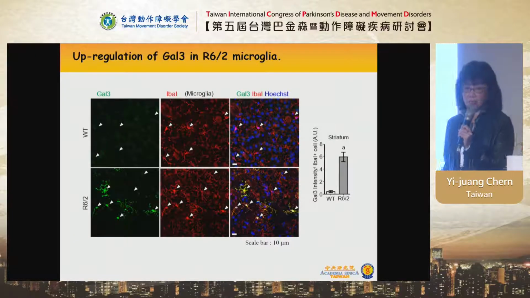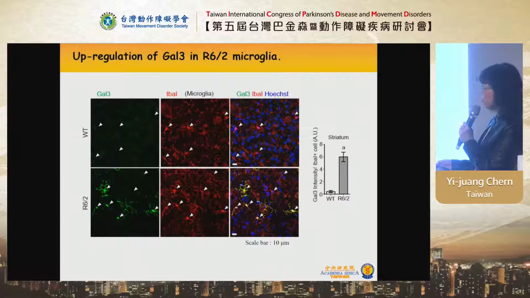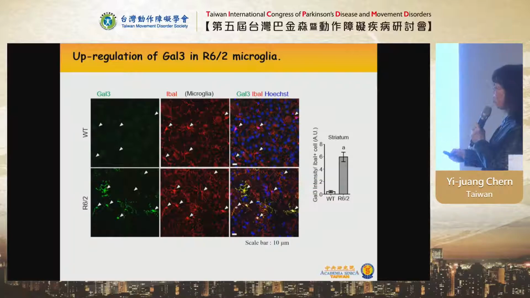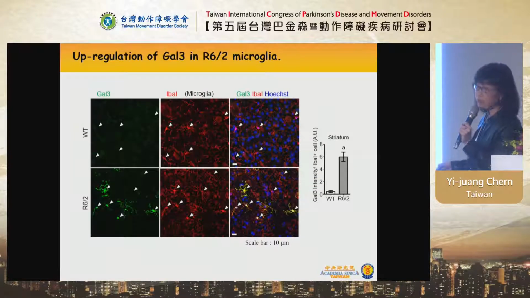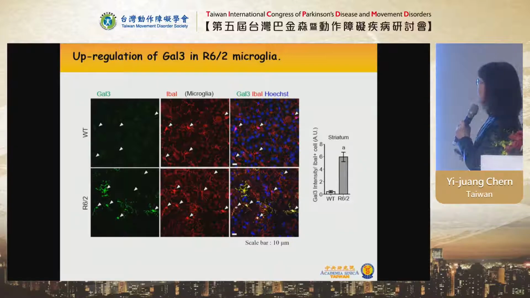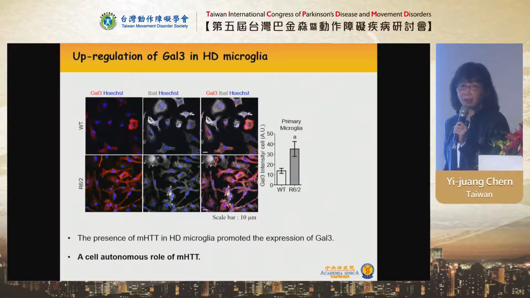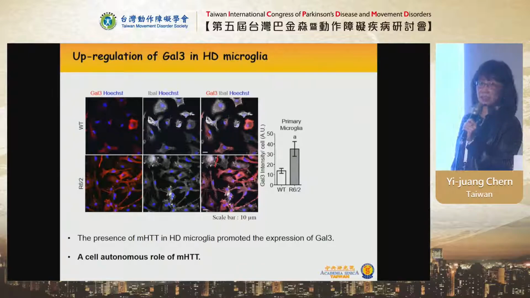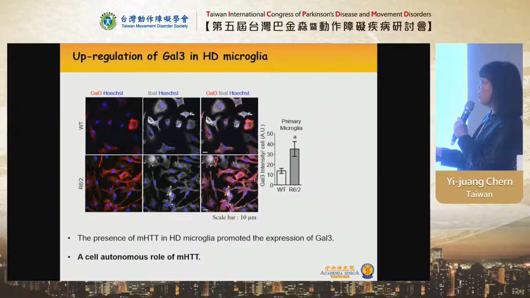Where is this molecule? We do a very simple staining, and we found this is the galectin-3 level, the green one, and it co-localized and only co-localized with Iba1, which is a marker for microglia. So the intensity in microglia significantly increased in the Huntington's mouse. Is that a good thing? Is it activated, or maybe it's just a marker?